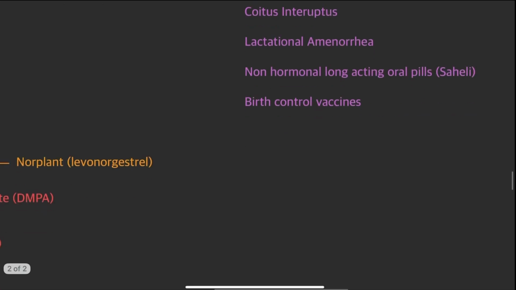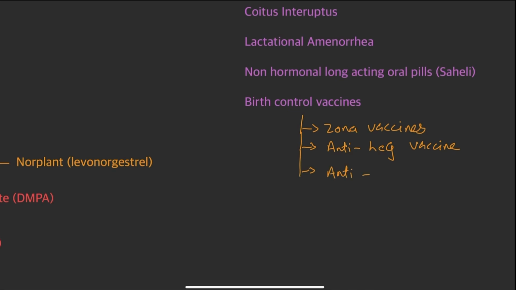Then we have birth control vaccines. These are not available commercially, but research is going on. There are three types of birth control vaccines. They are Zona vaccines, another one is anti-HCG vaccine, and the third one is anti-sperm vaccine. But you don't have to remember this, because these are not commercially available and research is still going on.